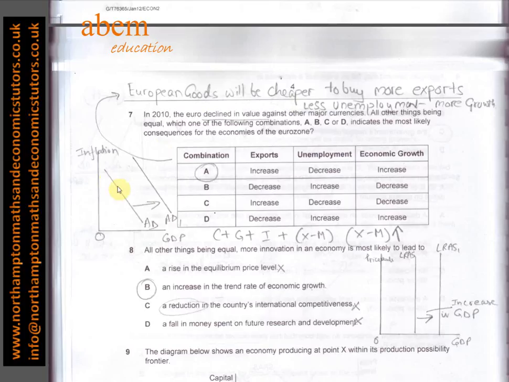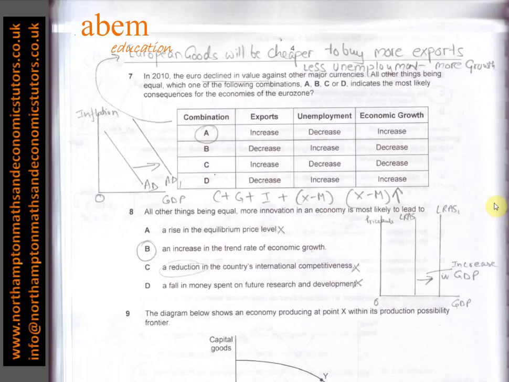And I've shown this inflation using AD shifts outside, so AD increases. And I've also said GDP can be measured as C plus G plus I plus X minus M. If the exports are rising, so if exports increase, unemployment decreases, economic growth increases.